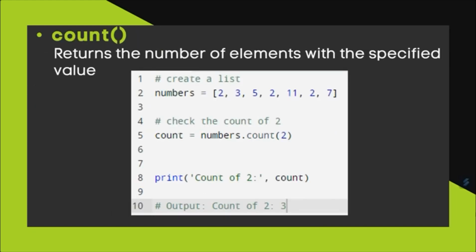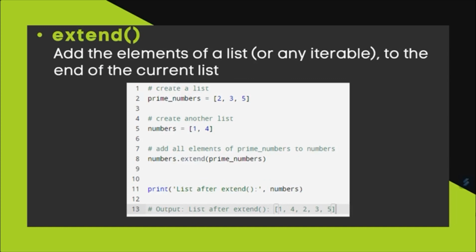Count. Returns the number of elements with the specified value. Extend. In the Python dictionary, extend means to concatenate the first dictionary with another dictionary.